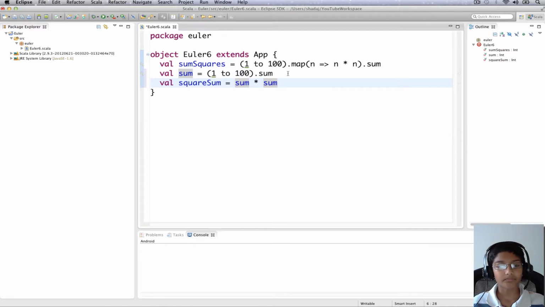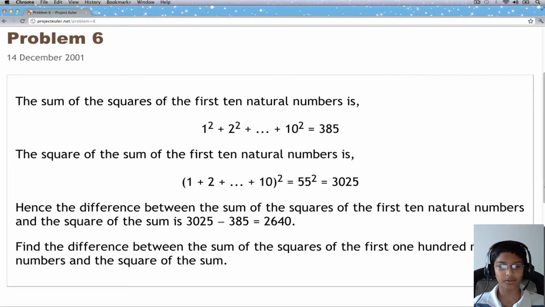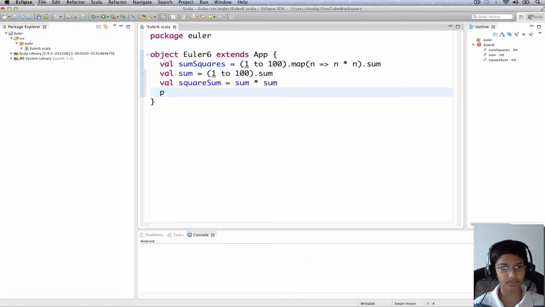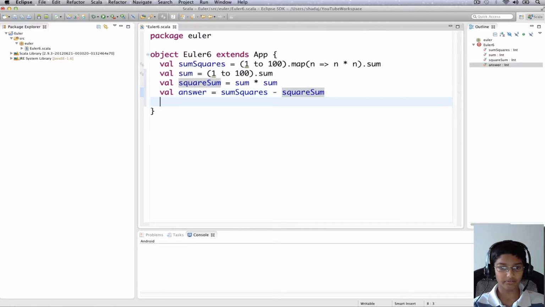So now we know the sum of the squares and the square of the sums. And if we look at the problem, we need to find the difference between the sum of the squares and the square of the sum. So let's first create our val answer, and that's going to be equal to the sum of the squares minus the square of the sum. Now we can println our answer, and we can run.